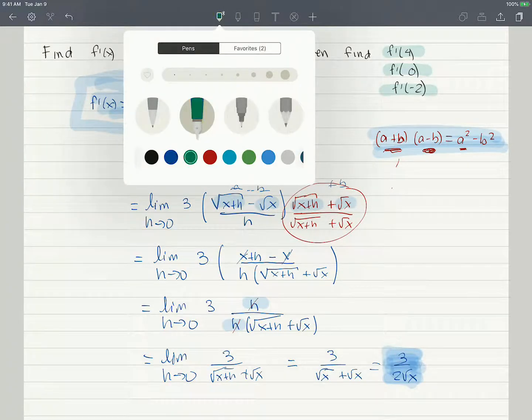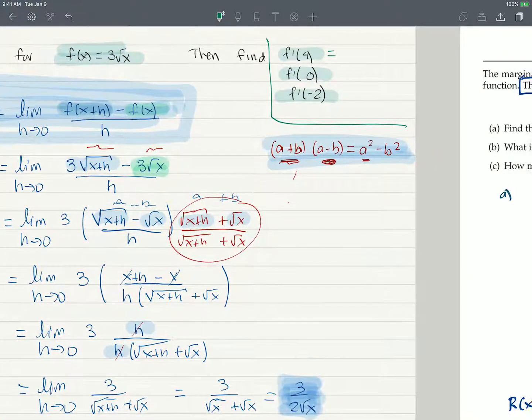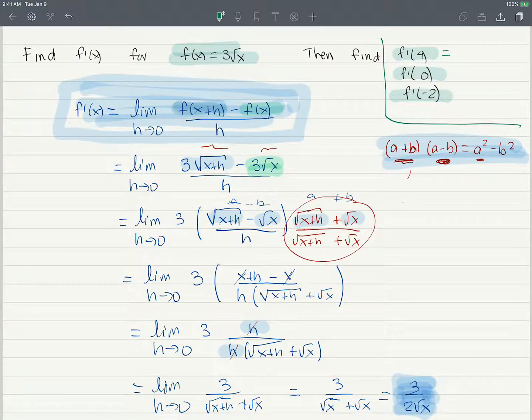The problem still said, find the derivative at 4. So at 4, this becomes, I'm over here in this corner, right here in the corner. F prime at 4 would be 3 over 2 root of 4, which is a 2, so it's 3/4. At 0, it's not defined, because I cannot plug in a 0 in the denominator. And at -2, it's not defined, because I cannot plug in a -2 inside the square root. Okay? Okay, so this is the problem.